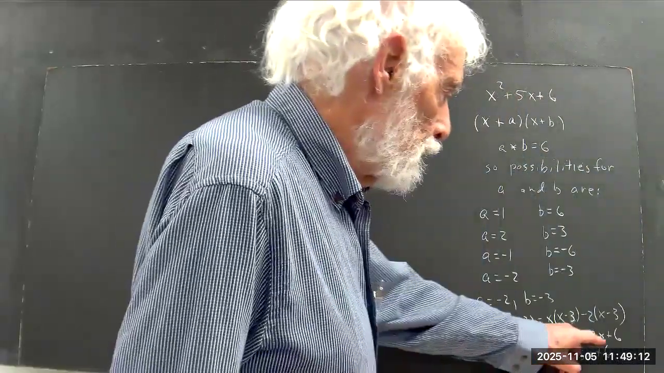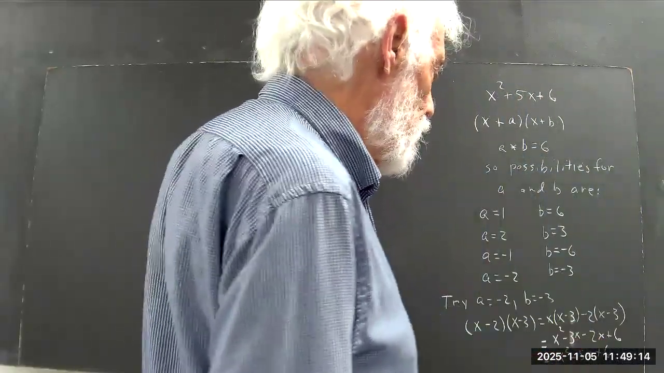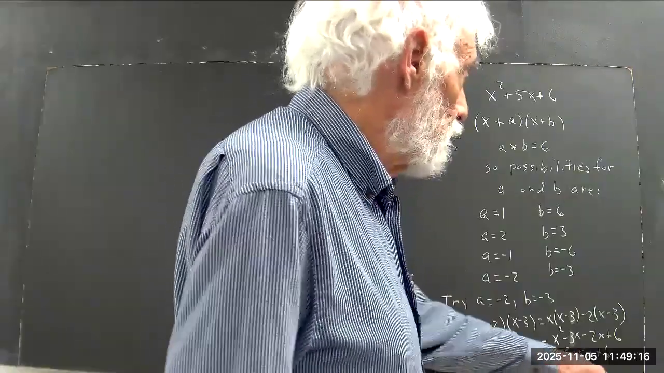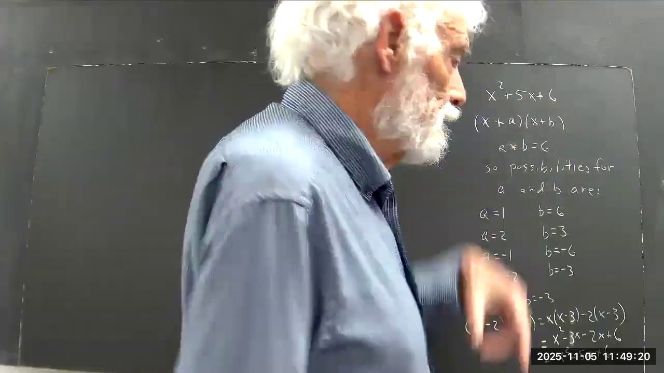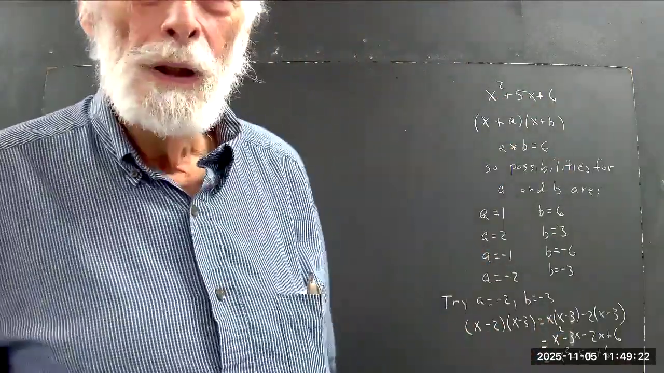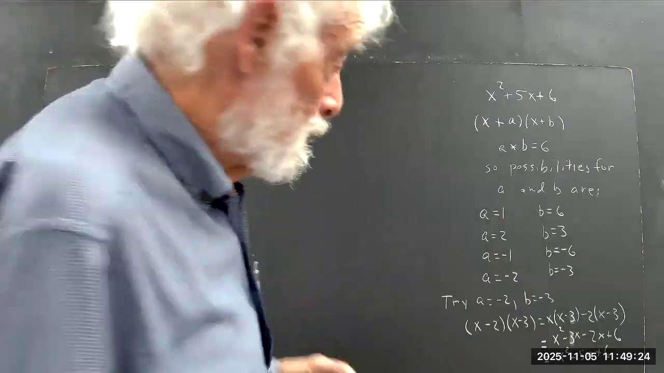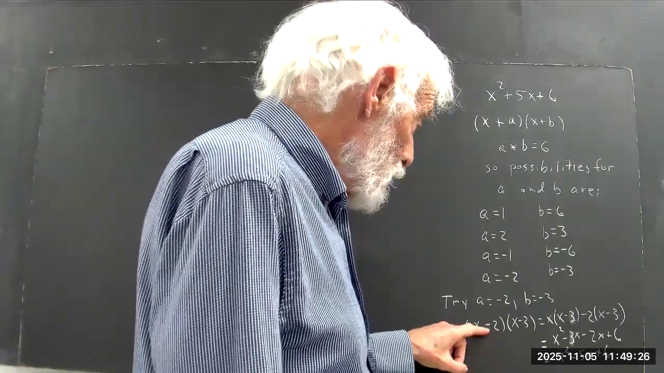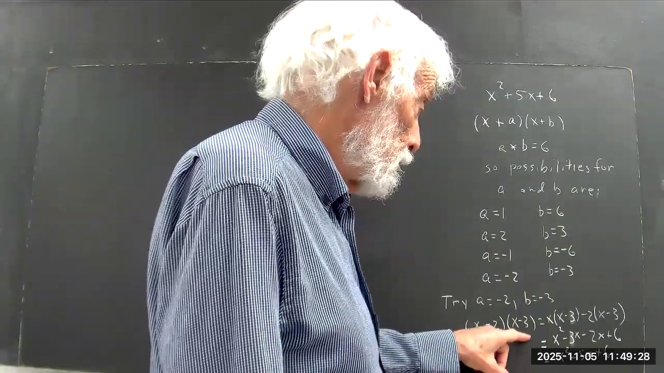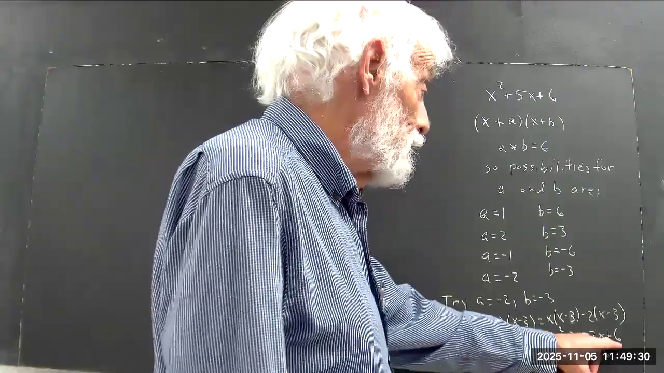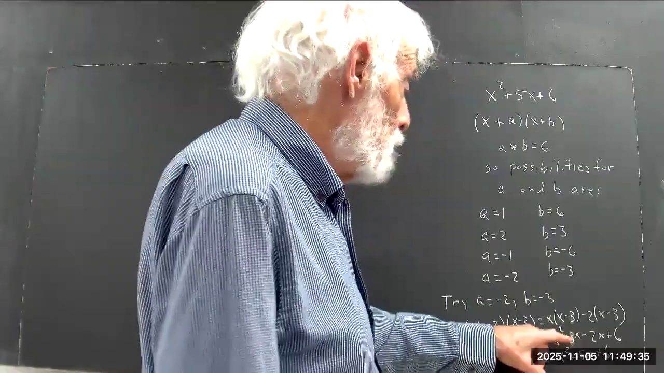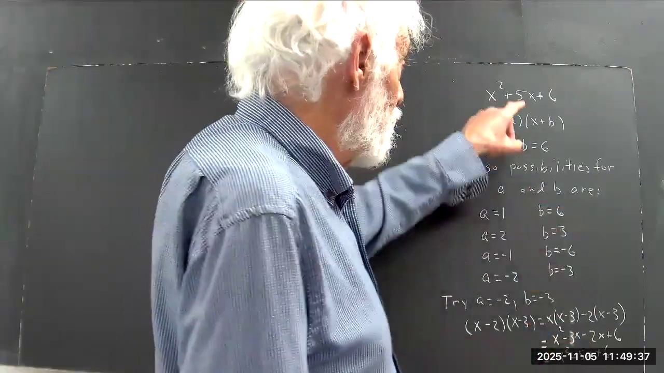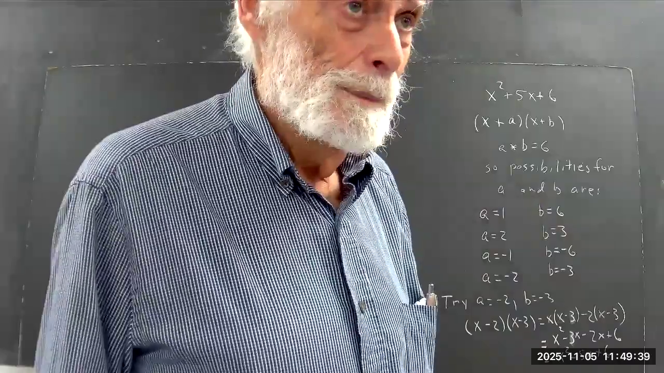And you've got a minus 3x and a minus 2x. It gives you minus 5x. Gives you x squared minus 5x plus 6. And you want x squared plus 5x plus 6. Now, how in the world did we get a minus there? Well, we had a minus 2 here and a minus 3 here. That gives us 6. -2 times -3 gives us 6. But both of these are negative, and this is positive, right?